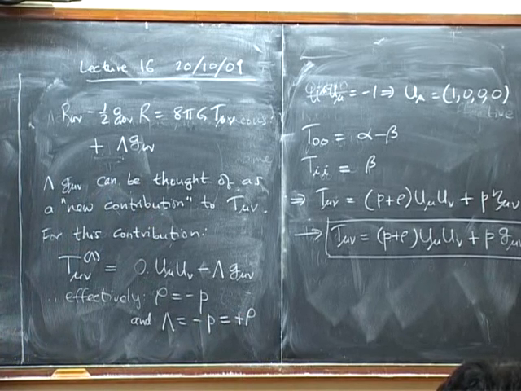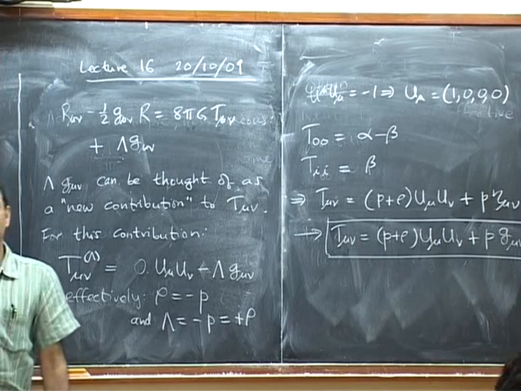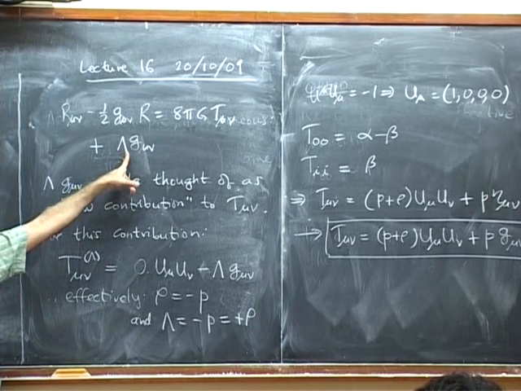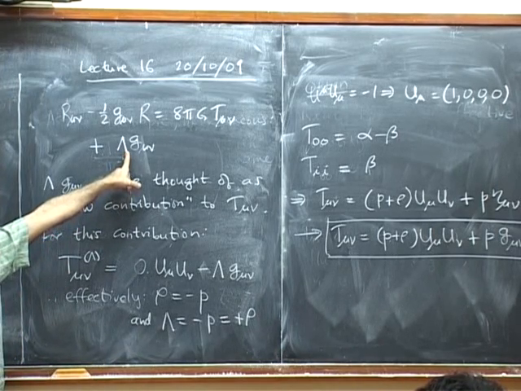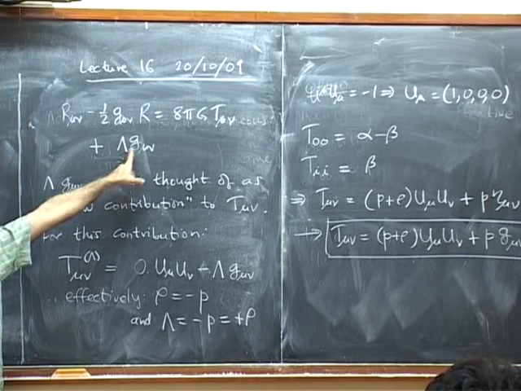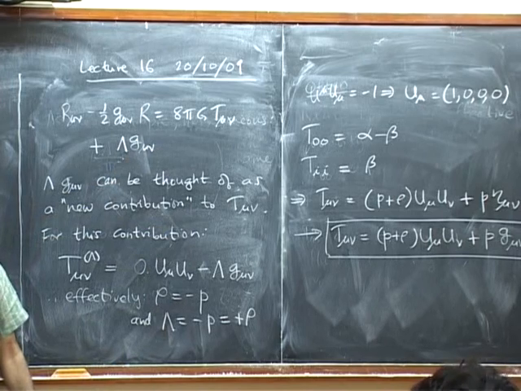Now you could argue that this is very strange because how can a fluid, a perfect fluid, have negative pressure or negative density? It can't. And that's because this term isn't the energy momentum tensor. It just behaves in the equation like an energy momentum tensor. So it's convenient to think of it in the language of pressure and density.